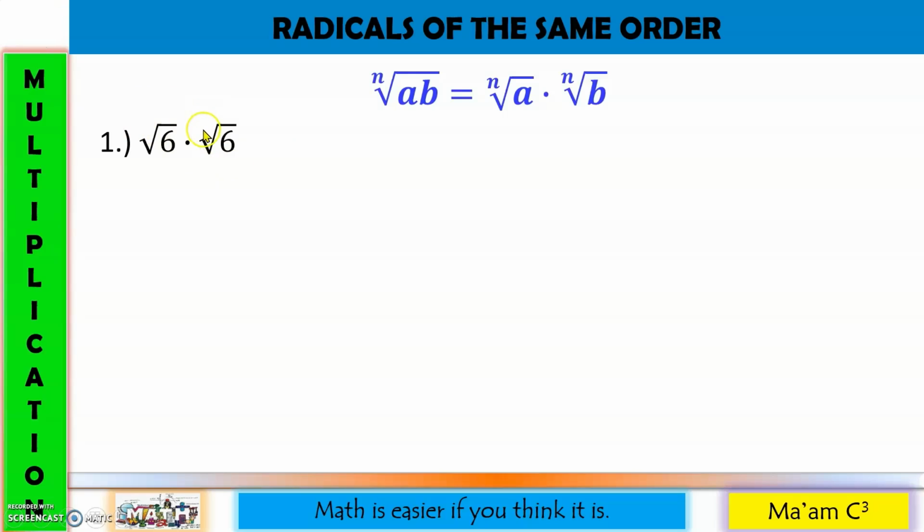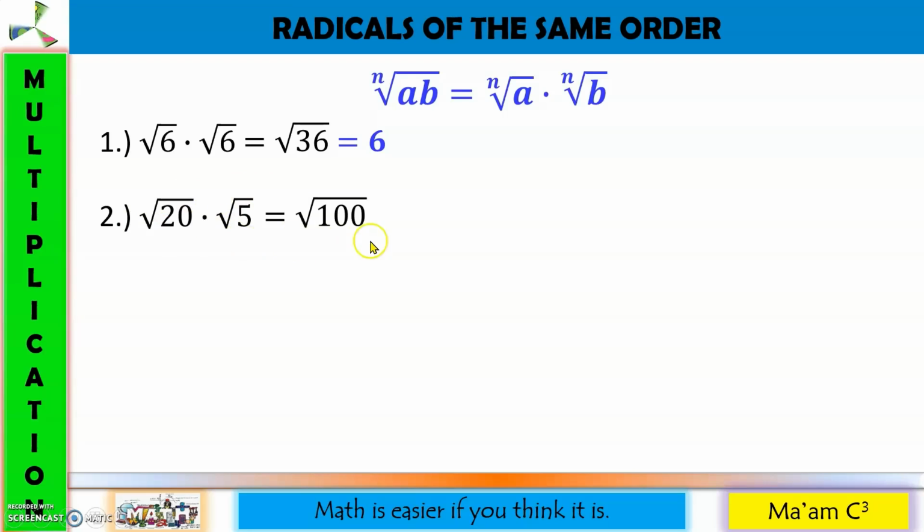Since the indices are the same, we can combine them into one radical symbol. Let us just multiply the radicands. So 6 times 6 is 36. So this is a square root of 36. And square root of 36 is 6. Number 2, square root of 20 times square root of 5 is square root of 100. And square root of 100 is equal to 10.